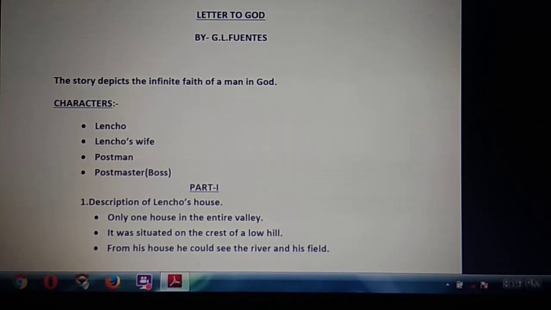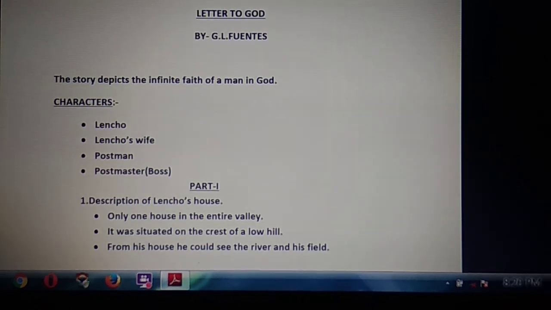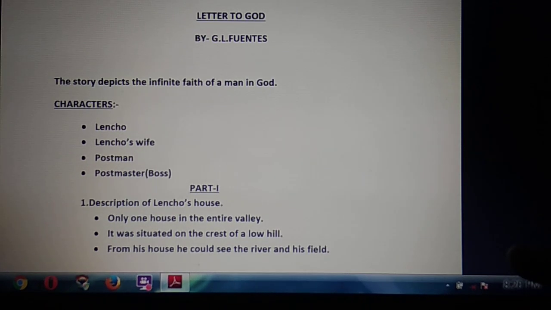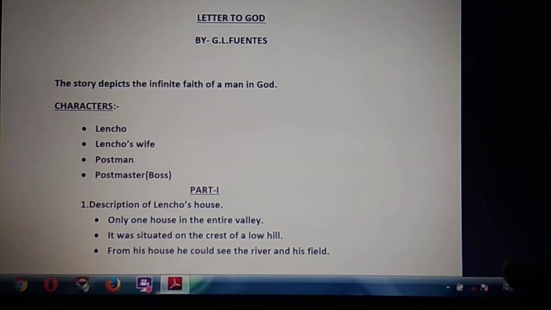From his house, he could see the river and his field. So Lencho could see his field and the river. As I told you, Lencho was a farmer, so he could see his field from his hill, because the hill was at the top, so he could see his field and the river which was flowing in that valley, from Lencho's house.